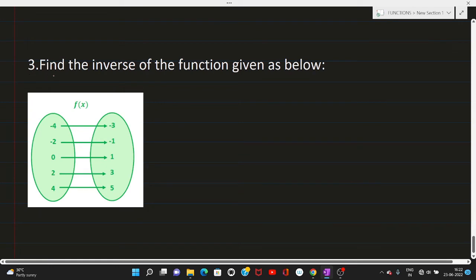Question number 3. Find the inverse of the following, find the inverse of the function given as below. So function is provided.